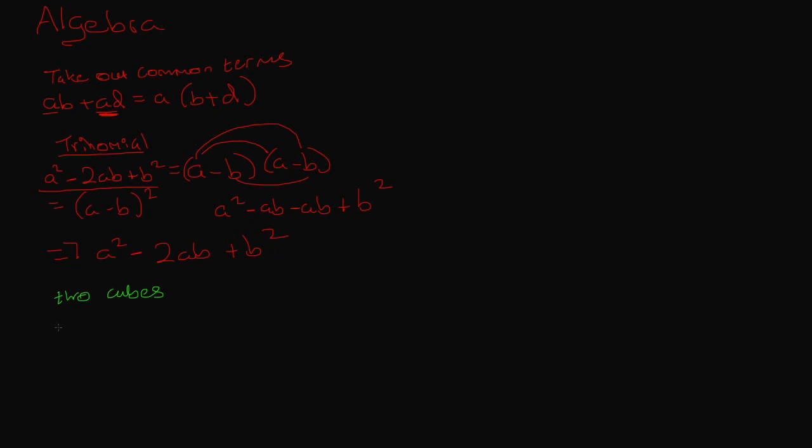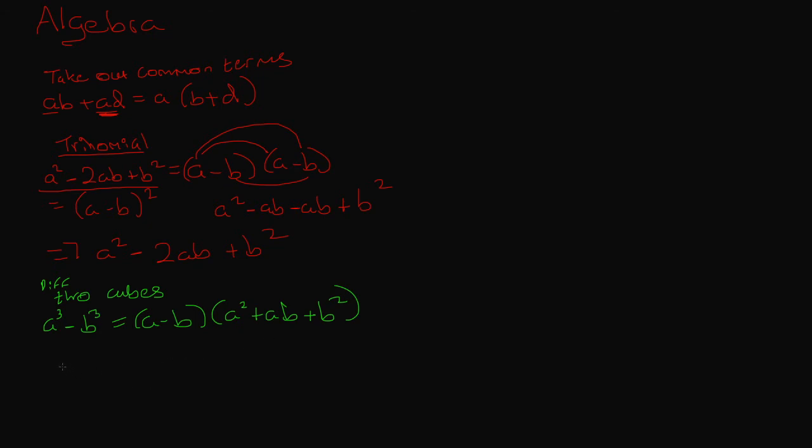So now we have the difference of 2 cubes. a cubed minus b cubed would equal (a minus b)(a squared plus ab plus b squared). The difference of 2 cubes is a bit weird, and it's called the difference because it has a minus. So you have (a minus b)(a squared plus ab plus b squared). That's how that one would work.